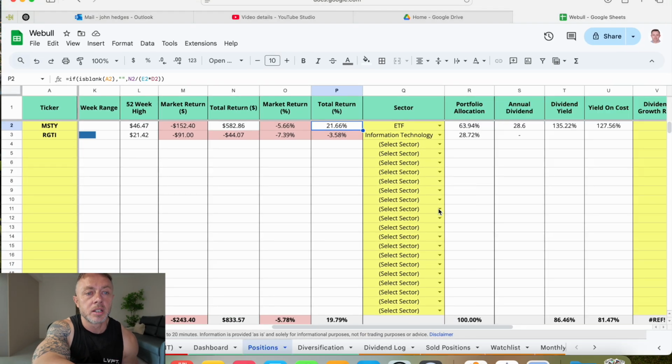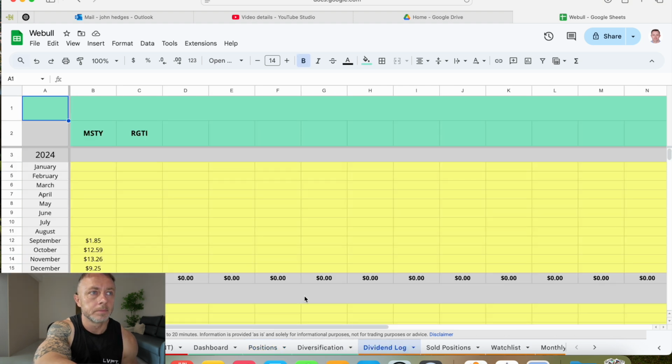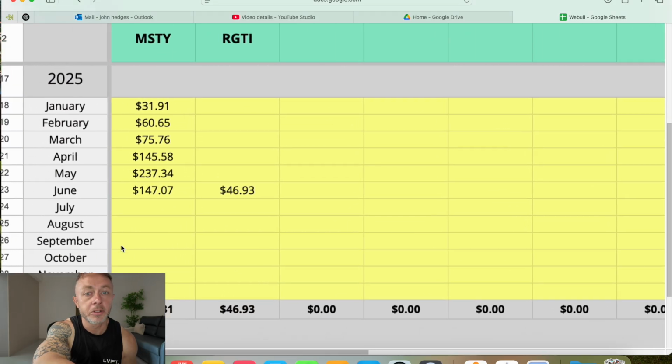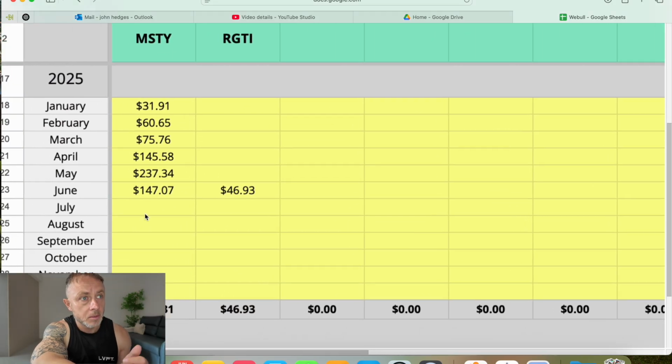So if you look down here, the dividend log. So here are the two positions in the portfolio. You can see for the month of June, this month, Misty paid me $147, okay, and Rigetti paid me $46.93 in options premium. That's how much I've made so far.